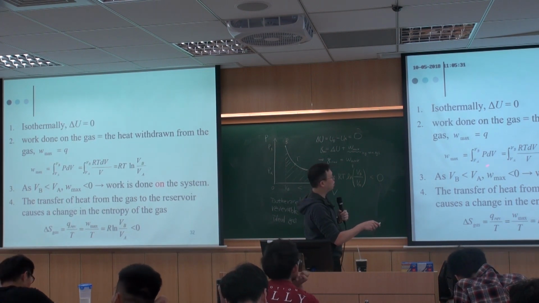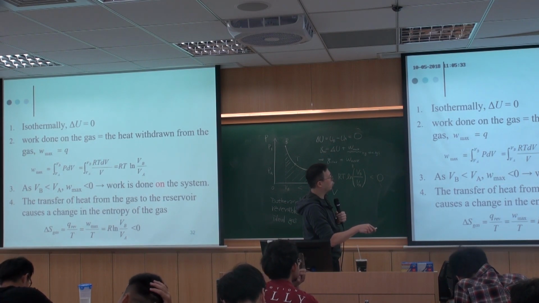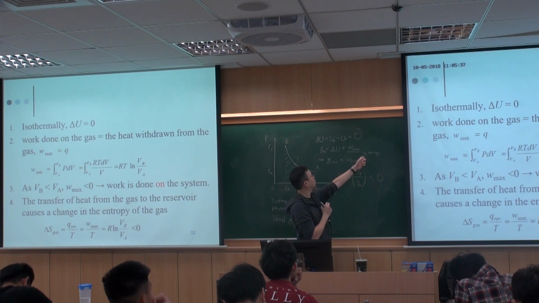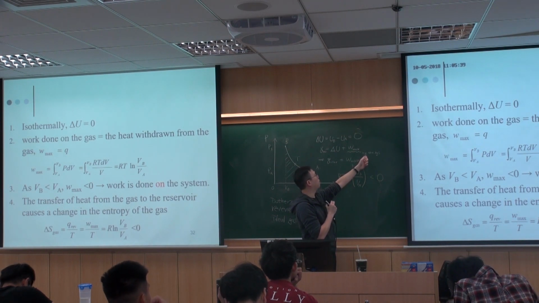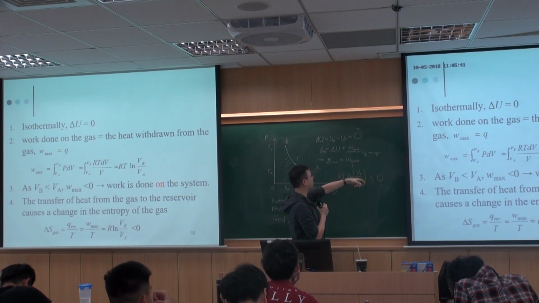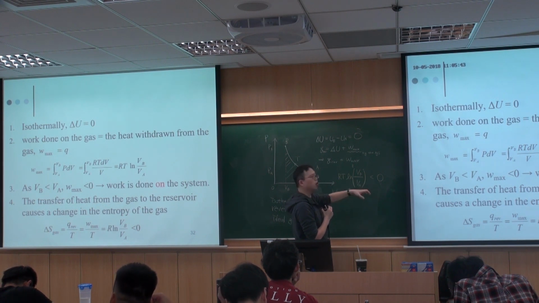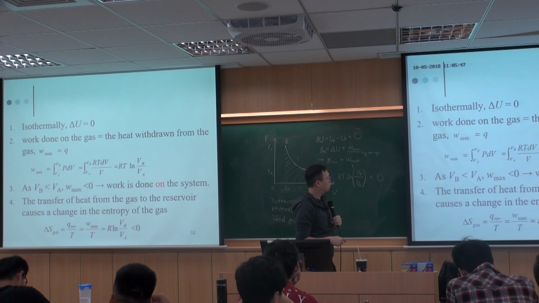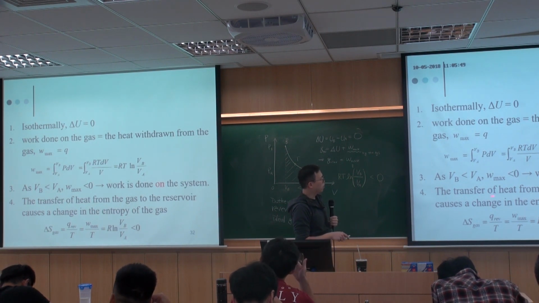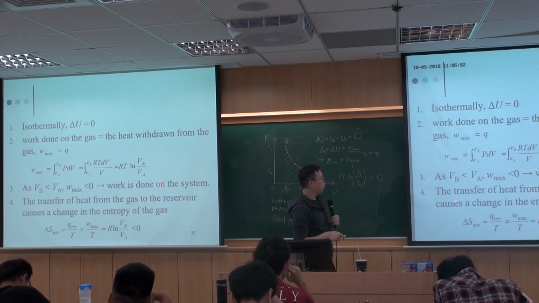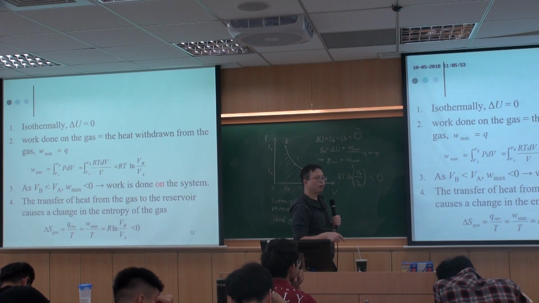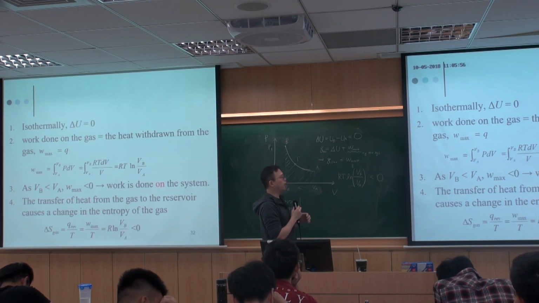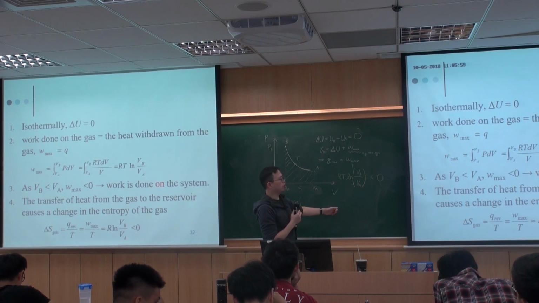Therefore, since W max is less than 0, we know that the work is done on the system. We define work as positive if it's done by the gas. Therefore, if it's a negative number, it means that we enforce work on the system, on the gas. The transfer of heat from the gas to the reservoir causes a change in the entropy of the gas. So the heat will be transferred from gas to the heat reservoir.